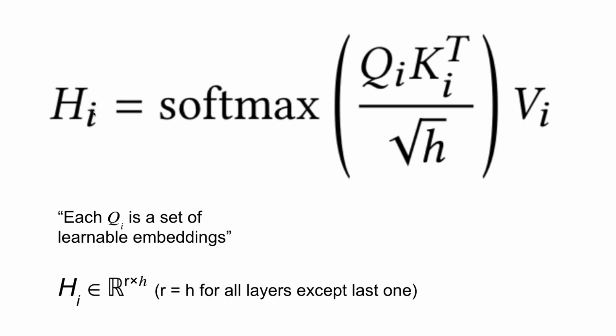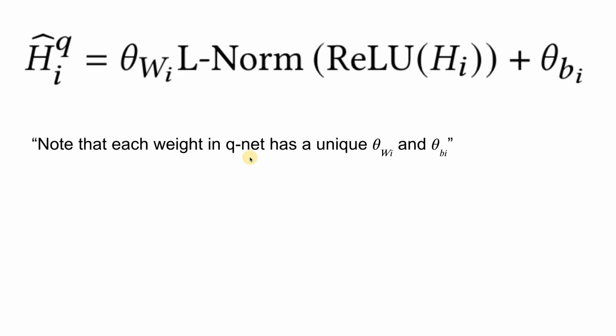Again, i is a given layer of the QNet. For all layers except the last one, Hi is a square matrix. So everything here so far is a square matrix. The last layer outputs a single float value, so it's not going to be a square matrix.